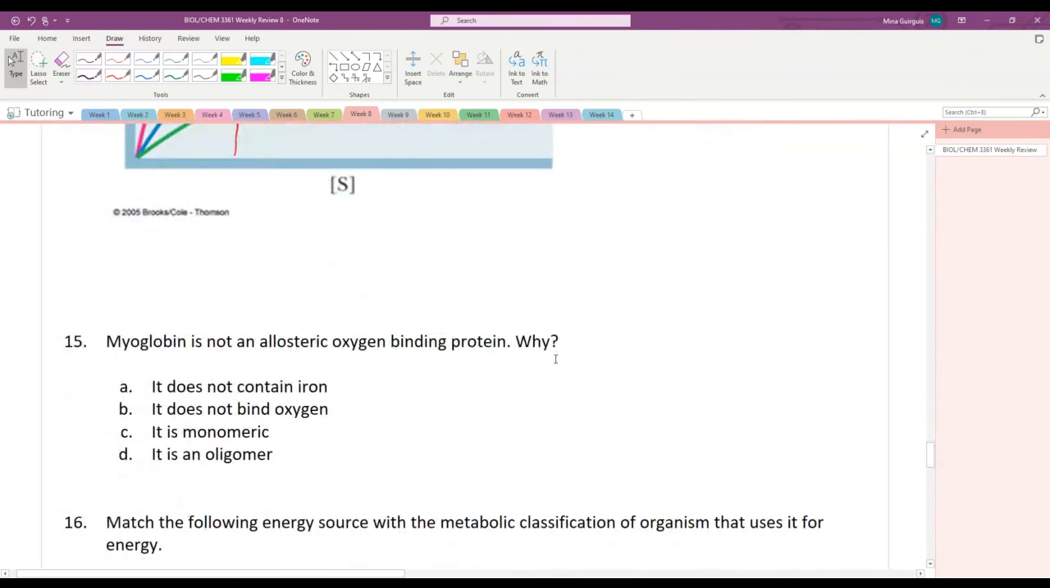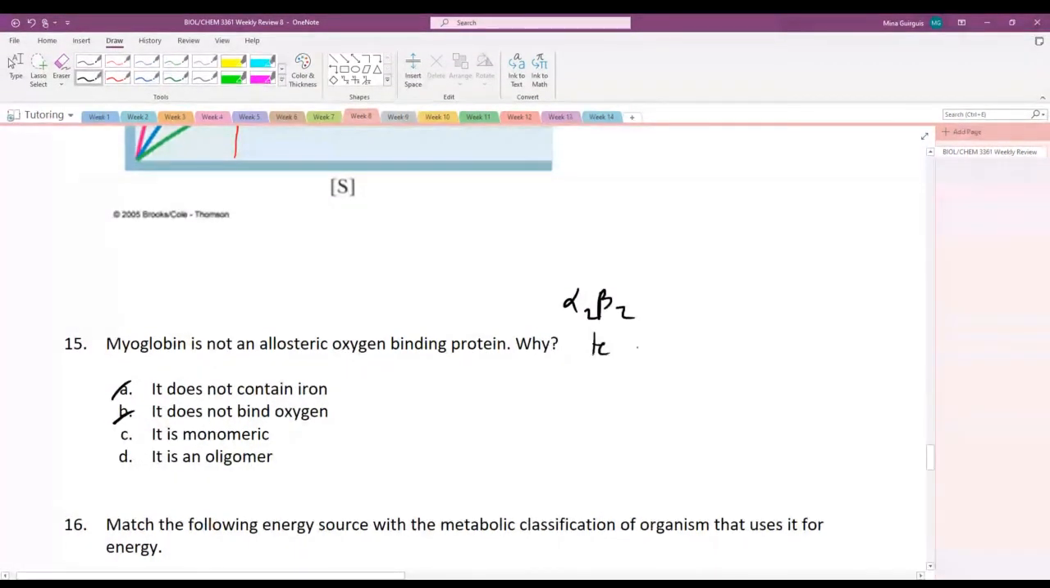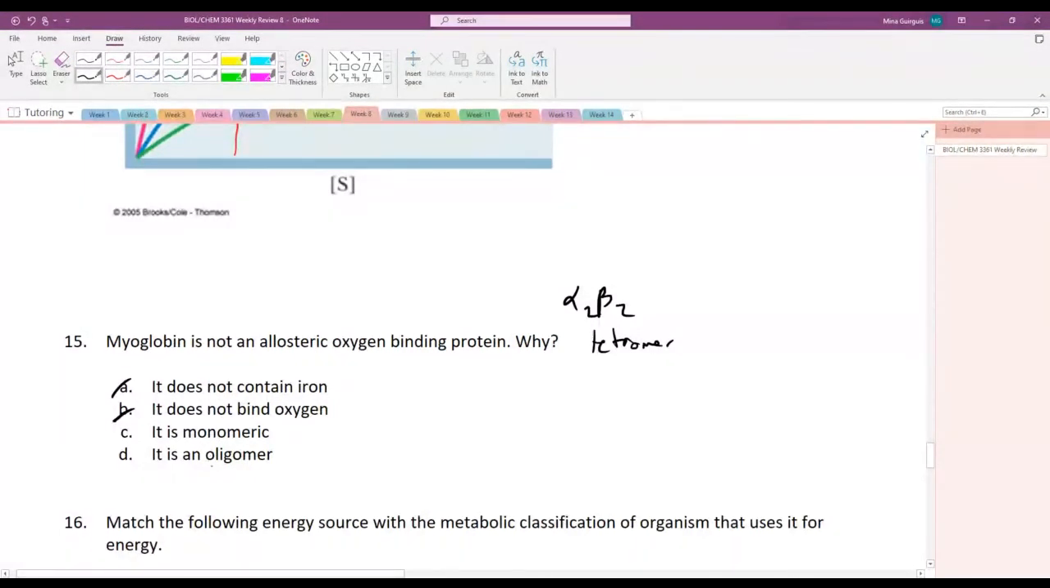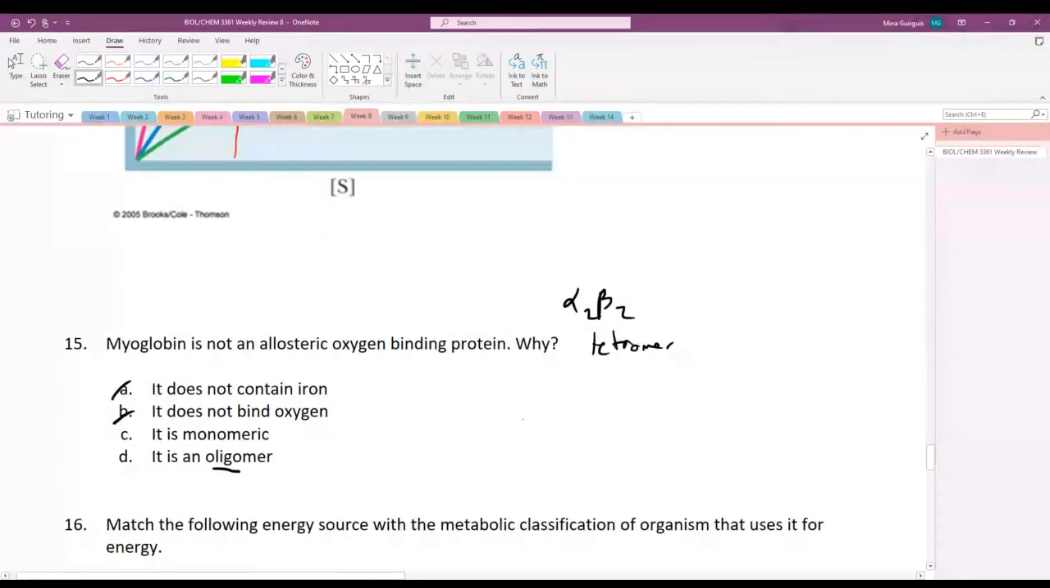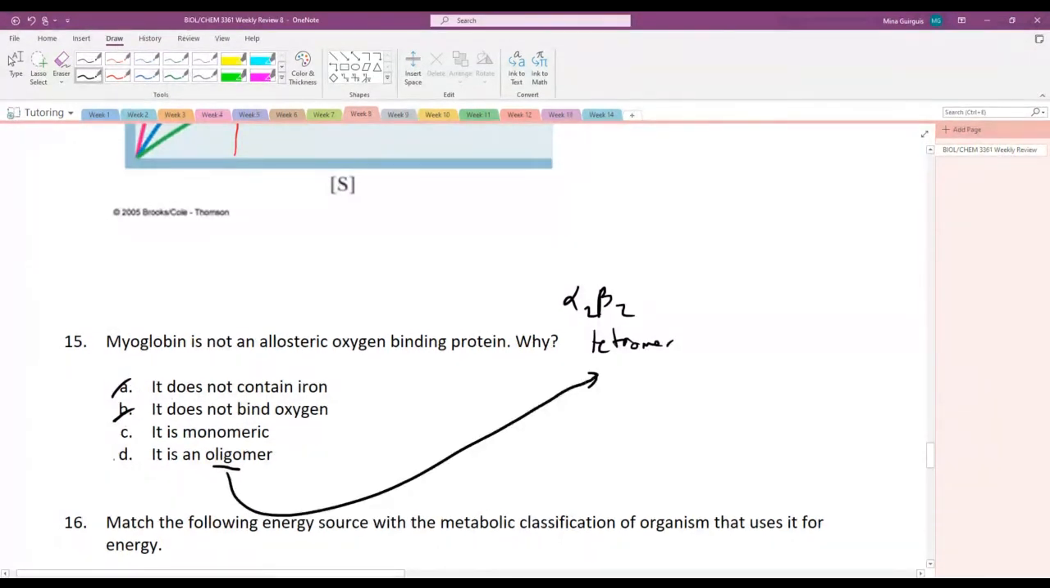This is a great question. It is not allosteric. Why? Well, I can tell you right off the bat, it does bind oxygen, it does contain iron, so we're really down to two. So let's think about this in terms of hemoglobin. We know hemoglobin has two alpha and two beta subunits. Doesn't that make it a tetramer? And oligo means a few subunits, so wouldn't a tetramer be an oligomer? And the answer is yes.